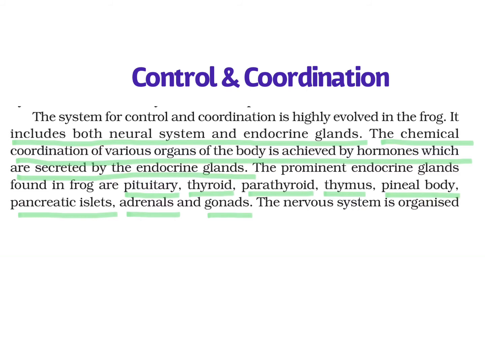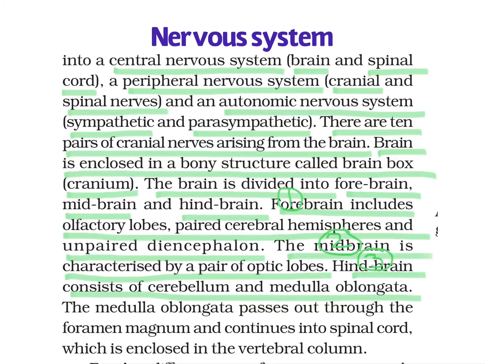Now let us talk about the nervous system. The nervous system is organized into the central nervous system, which includes brain and spinal cord, and the peripheral nervous system, which includes cranial and spinal nerves. Cranial nerves arise from the brain and spinal nerves arise from the spinal cord. And lastly, the autonomic nervous system, which includes sympathetic and parasympathetic nervous system.